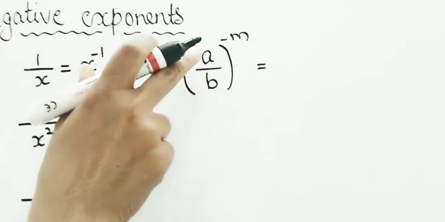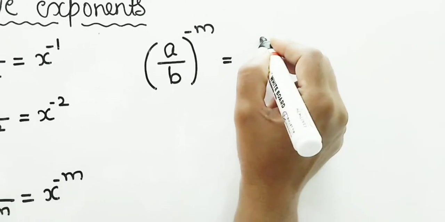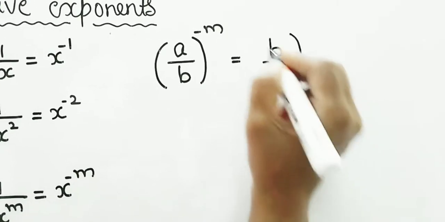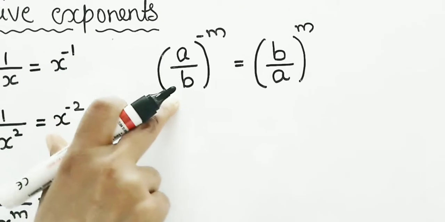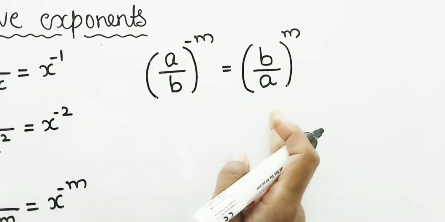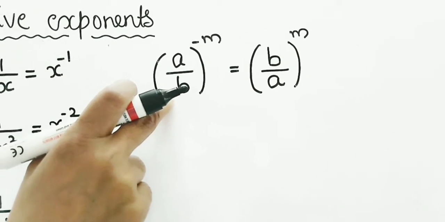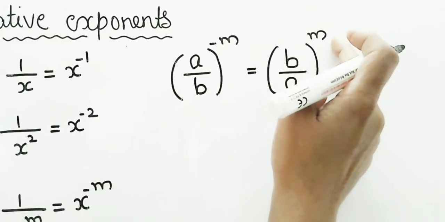So in the same way, a by b to the power negative m can be written as b by a to the power m. So to change the negative power into a positive power, take the reciprocal of the base. A by b changed to b by a and the power changed to positive.